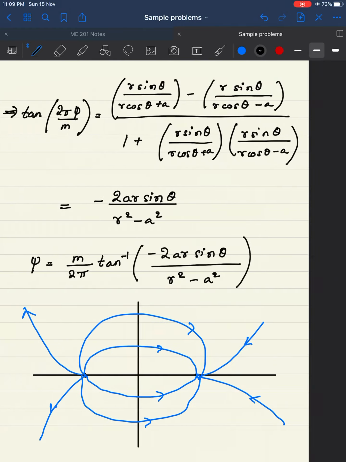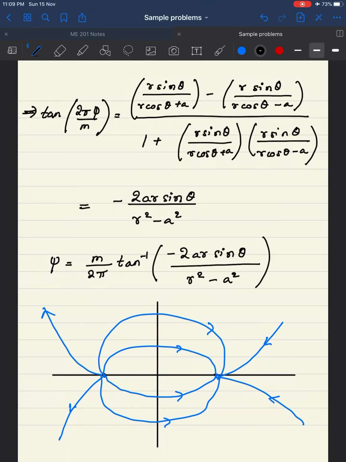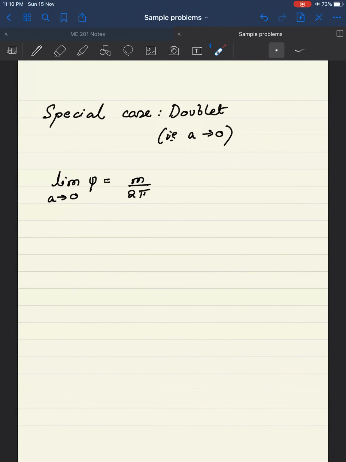So if I look at this equation here, you will have the m by 2 pi. Now when you take the condition of a being very small, then this number becomes a very, very small quantity. Then the tan inverse of theta is basically theta in that case. So you can write this as minus 2ar sine theta over r square minus a square.